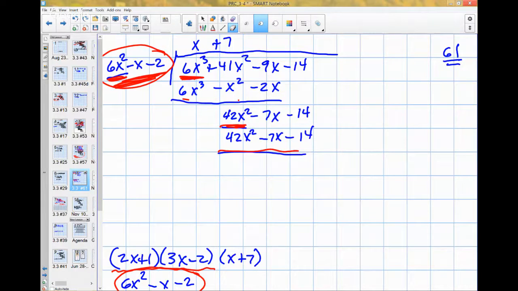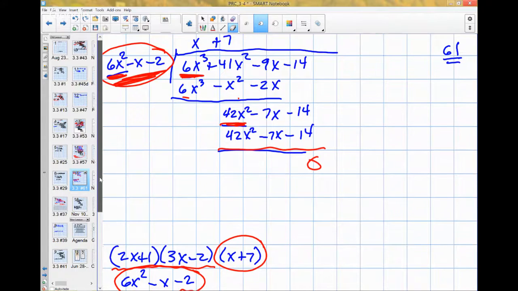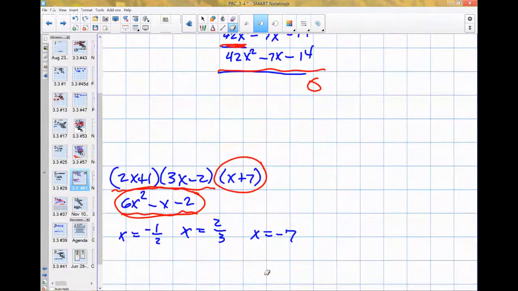And voila, we have no remainder. So what's the remaining 0? This was the missing factor. We just found it. So what are the 3 zeros of this function? Well, 2x minus 1 set equal to 0. You know, I'm not going to do it, but you subtract 1 and divide by 2, you would get this answer. 3x minus 2, you get this answer. And then the one we found.